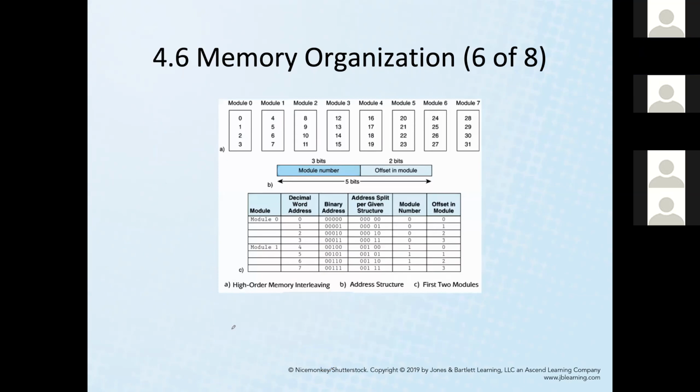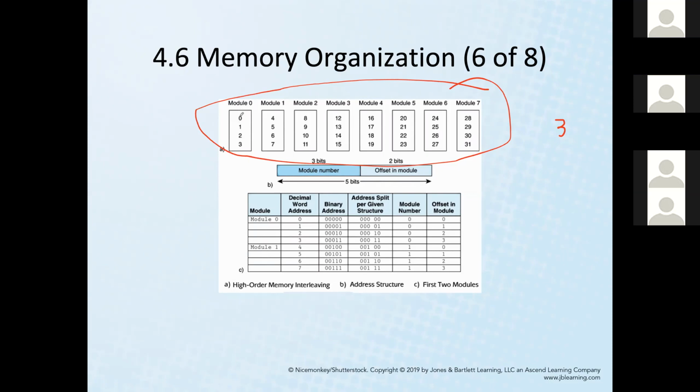Here is an example in more detail. In this example, before looking at the table, let's just look at the RAM modules here. How many modules do we have? We have 8 modules. So in order to select one of these 8 modules, how many bits do we need? We need 3 bits, okay? Of course, we need 3 bits to select a module. And each module has a 4-bit capacity.